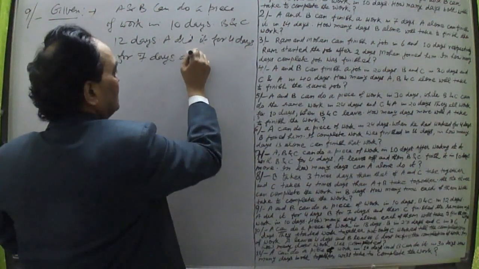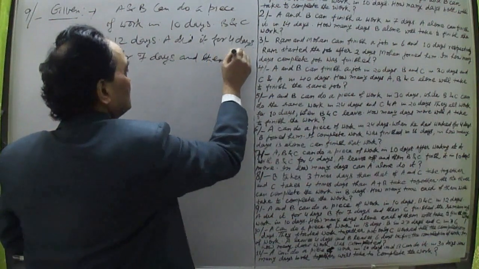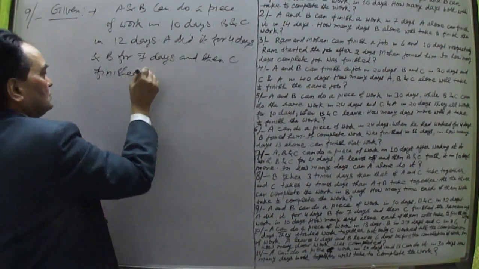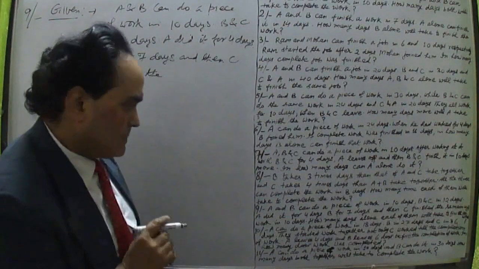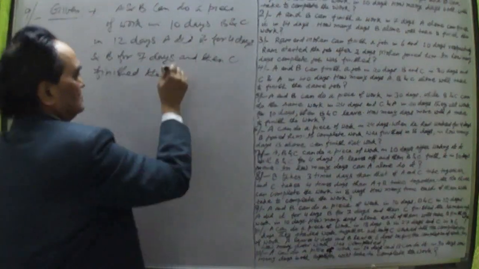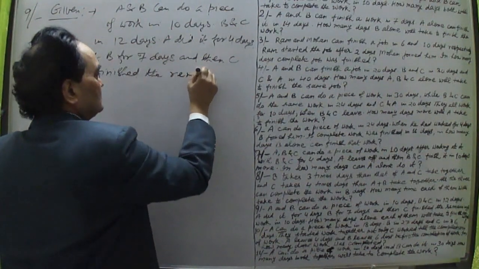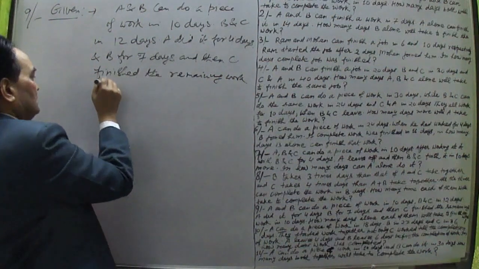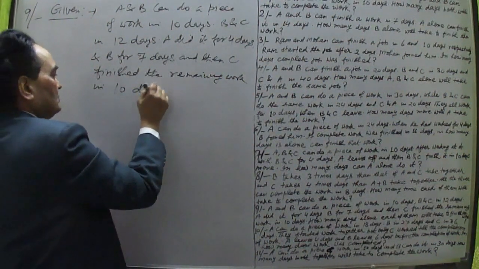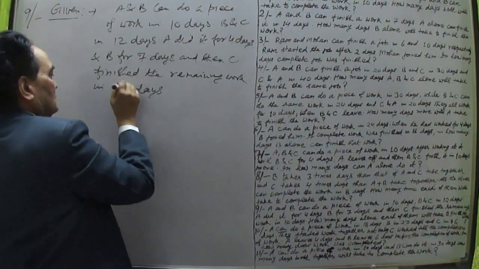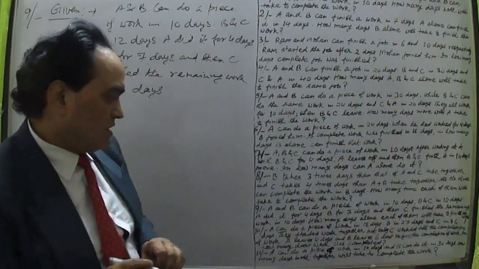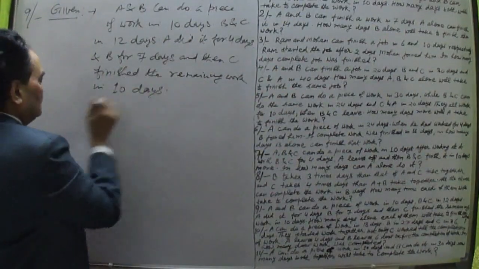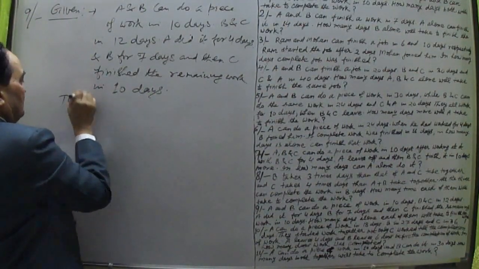C finished the remaining work in 10 days. This is given to us. Then, how many days alone will each of them take to finish the work? We have to find that out.